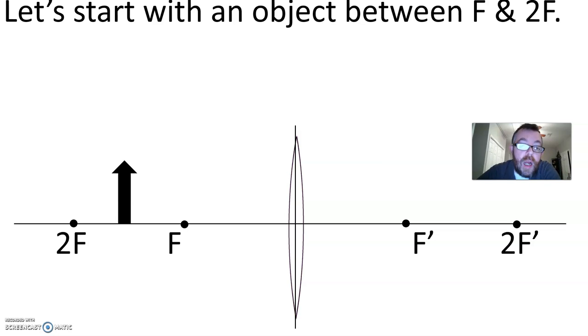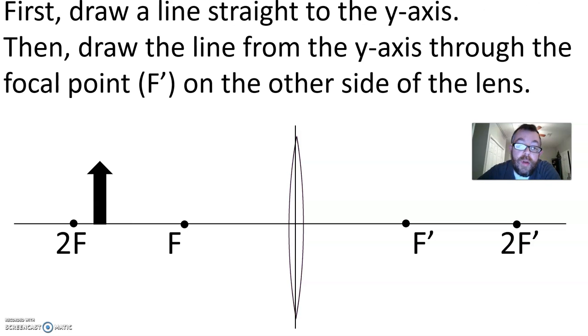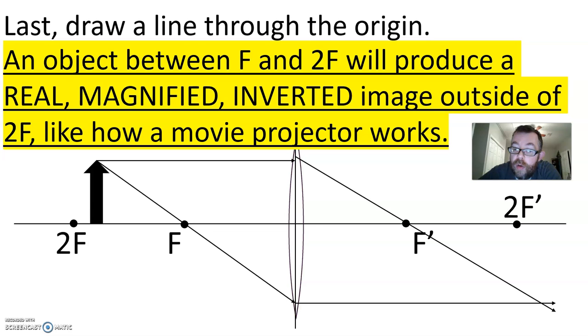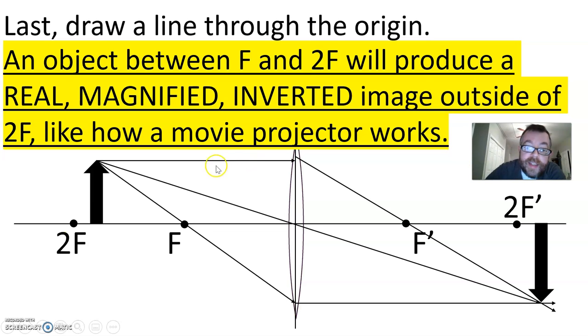Okay, what if we put our object between f and 2f? All right, so set up your graph paper again. Get all your measurements correct. Same as before, to the y-axis, down through f prime. Okay, down through f, and then straight out, and then going across. And what you should find is that if your original object is between f and 2f, its position will be farther beyond 2f prime. It will be larger. You can measure these and see that this is larger, and it's inverted as before. Again, that's real, magnified, and inverted.